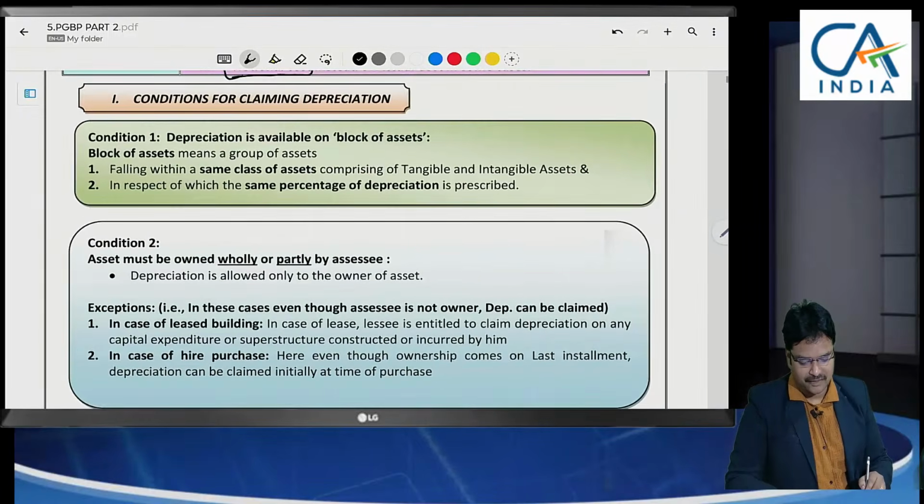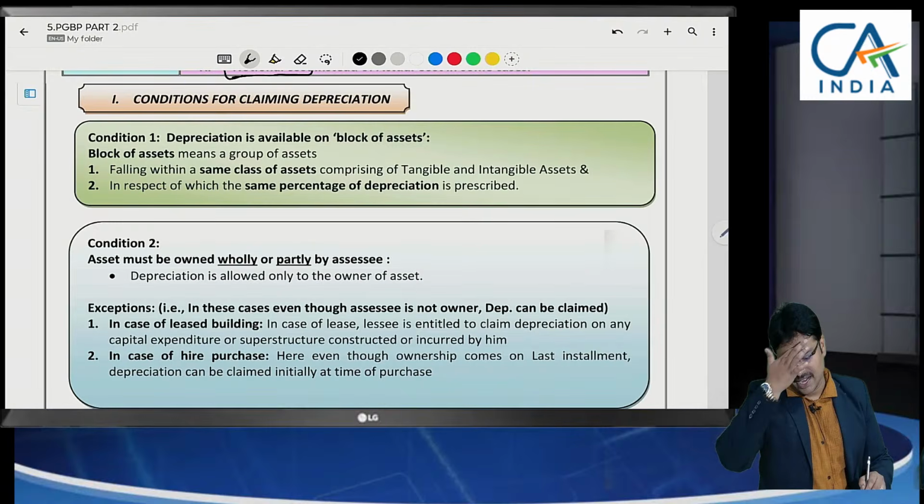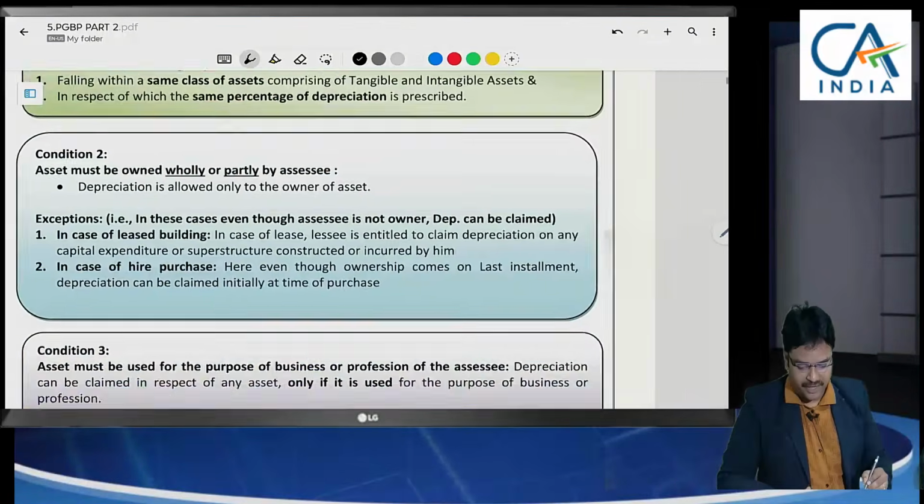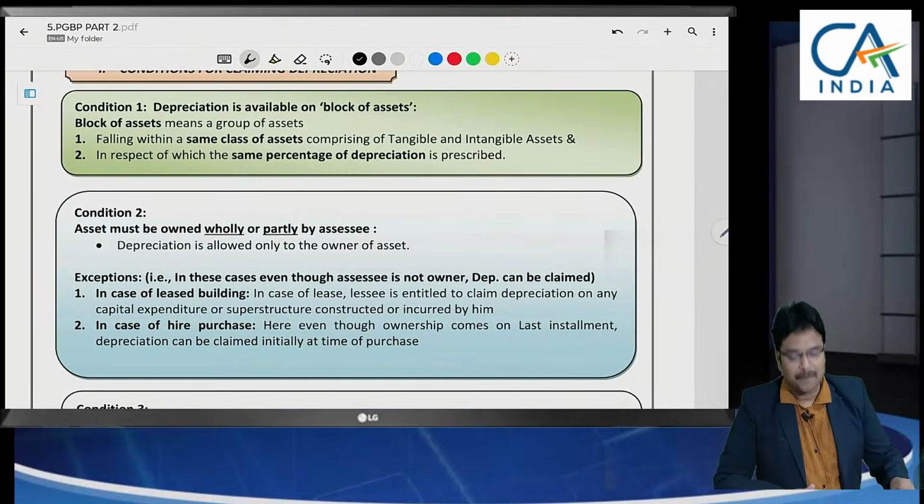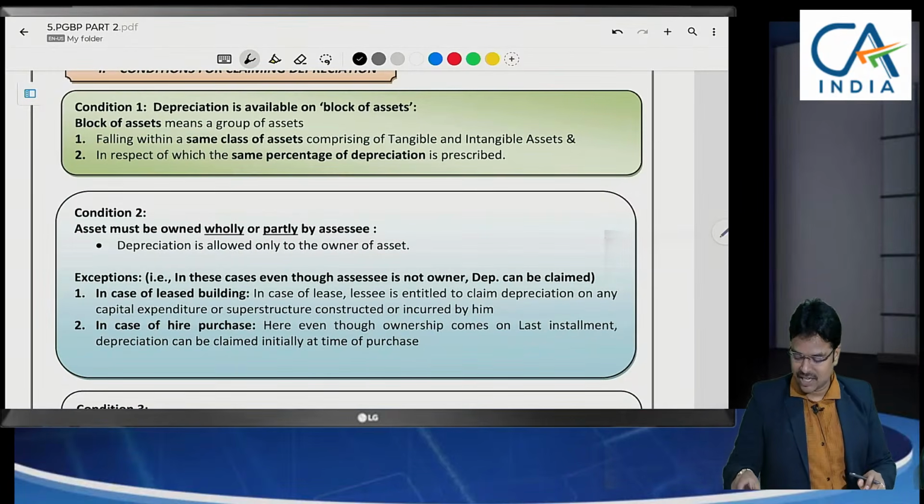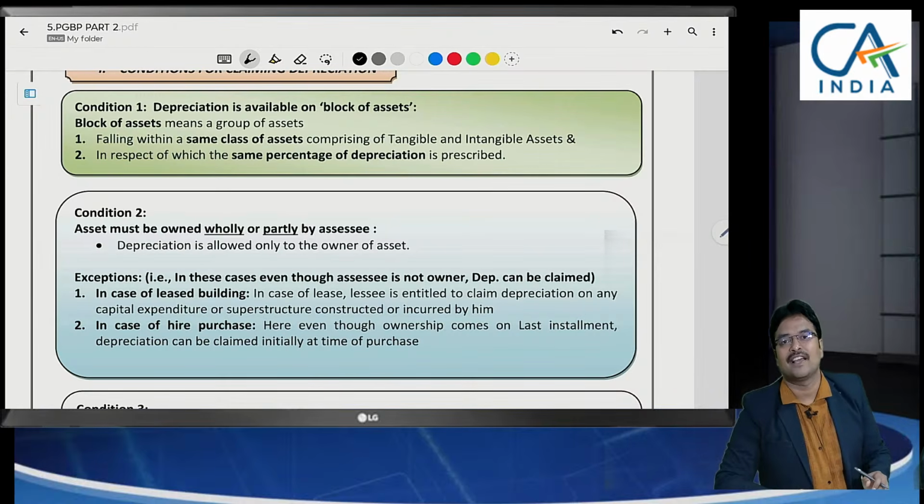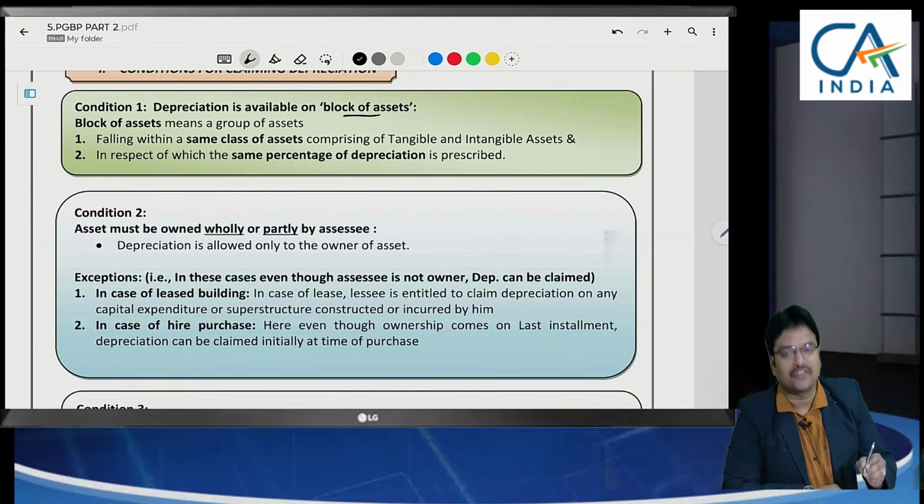So first, beginning with number 1, conditions for claiming depreciation. So first topic, conditions for claiming depreciation. So total 4 conditions will be specified here. Simple conditions, let us just learn the aspects, and then once it is known, we will go for the special cases. So depreciation is available on block of assets.